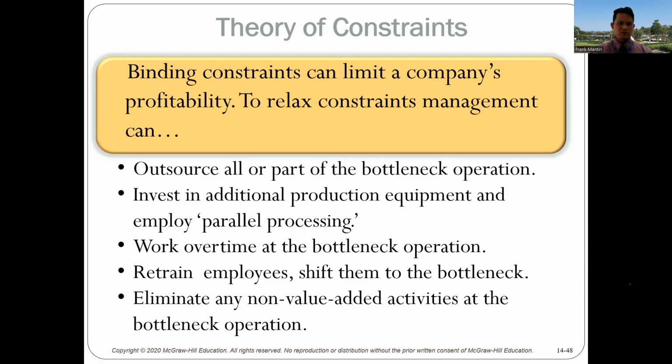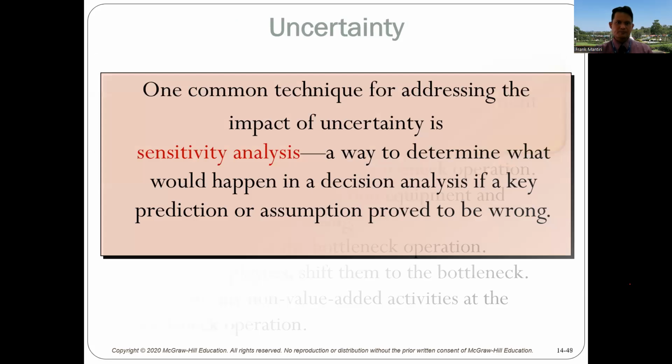And the fifth strategy is to eliminate any non-value added activities at the bottleneck operation. So maybe the cause is some other activity that results in the bottleneck. Maybe it is non-value added activities that you can eliminate. So these are some of the strategies that management can use to relax the bottlenecks, constraints, or limitations.